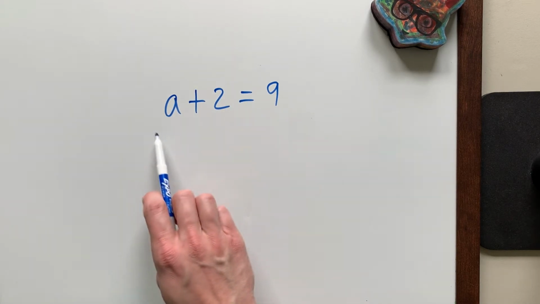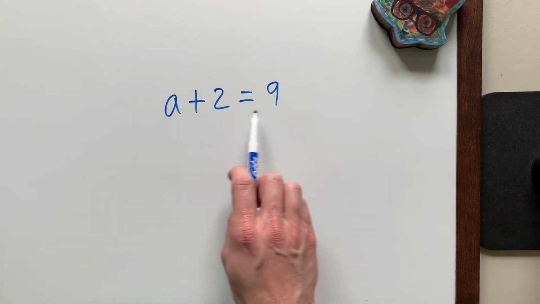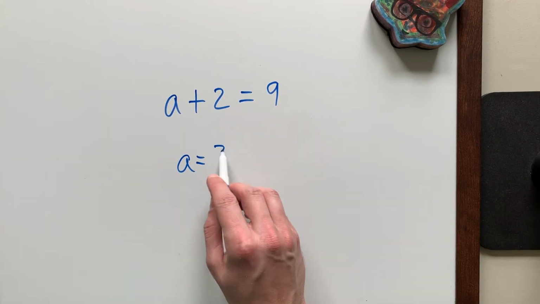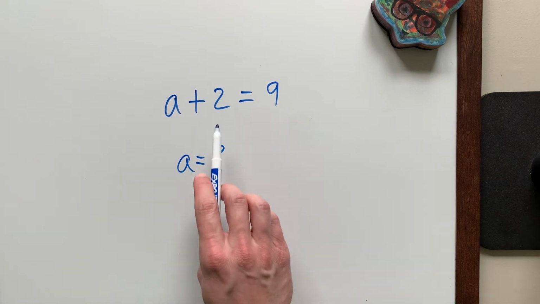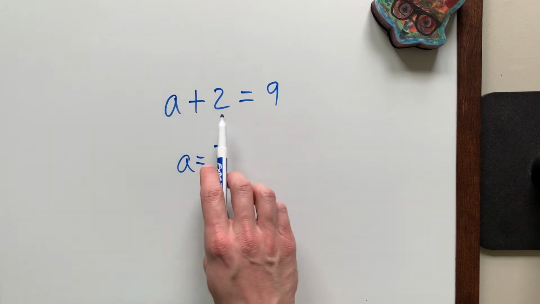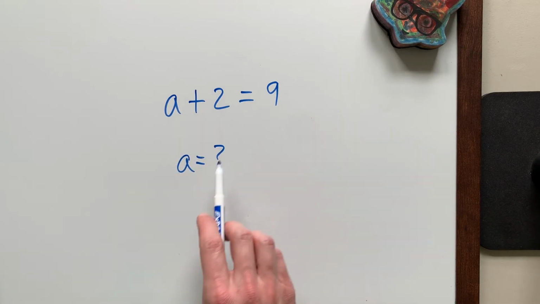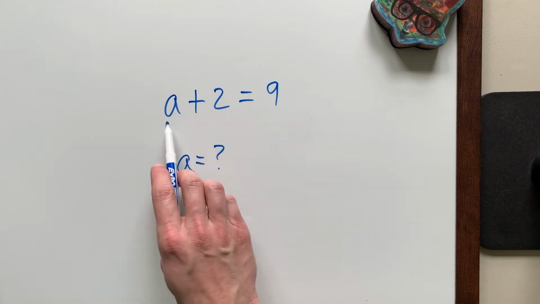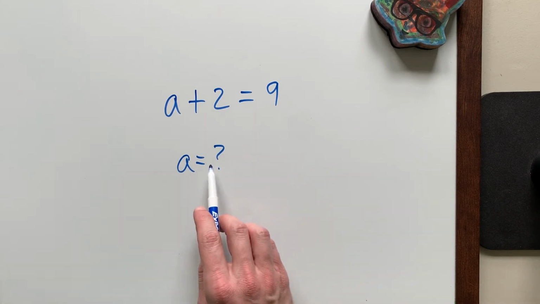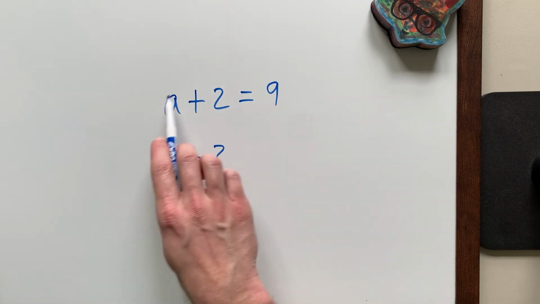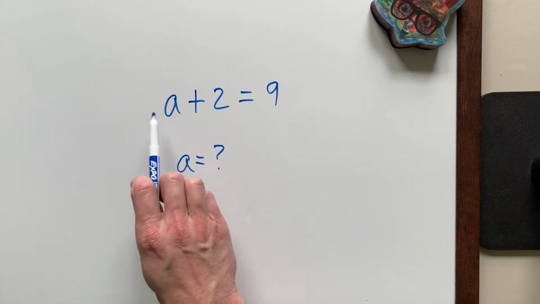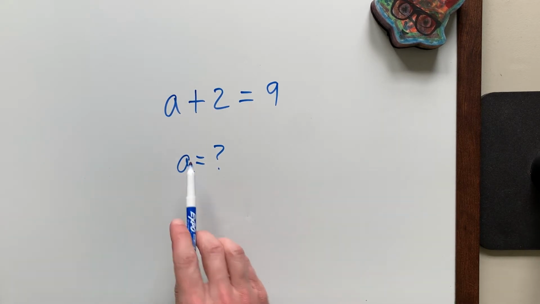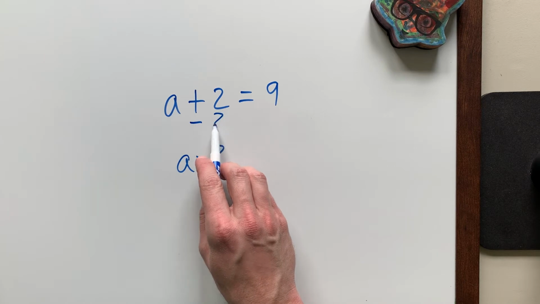The other thing we're going to talk about is when we solve single variable equations, we want to figure out what that variable is equal to. And we're going to do that by moving all of the other terms and numbers, everything else, to the opposite side. What that means is, in this example, I have a plus 2 along with the a, and so a is equal to something that makes this equation true. There's a number for a that makes this a true statement. 9 equals 9.